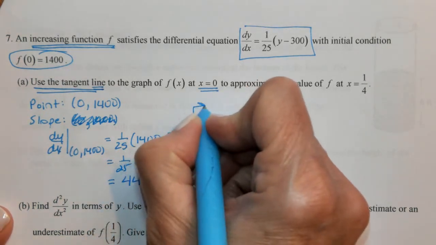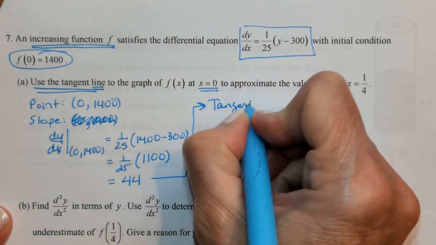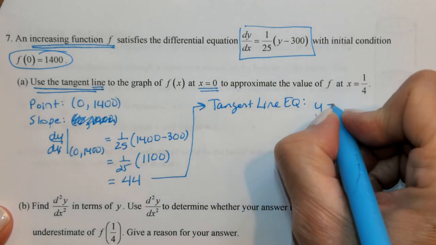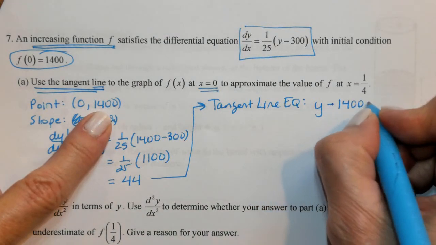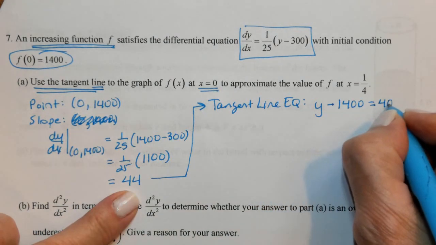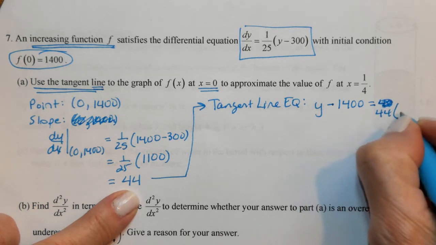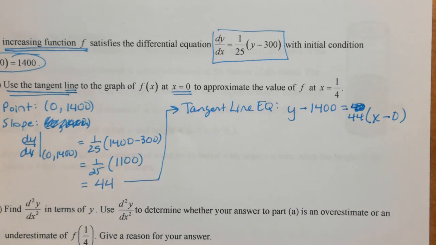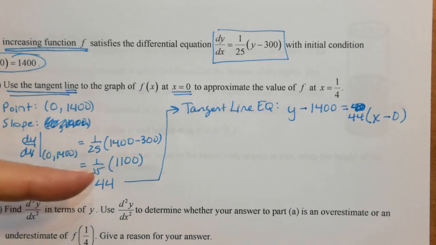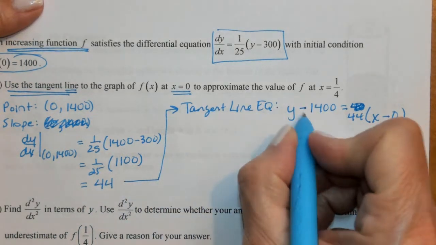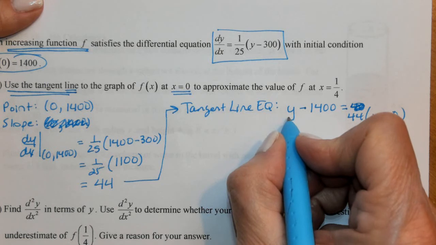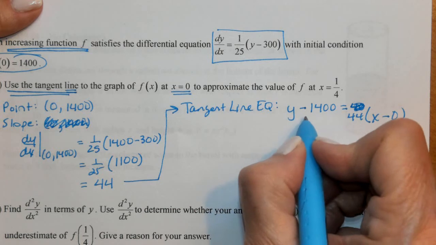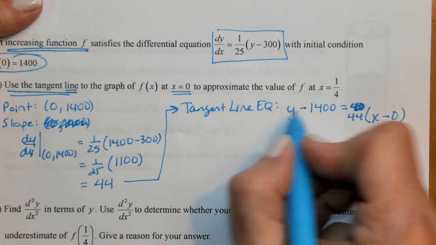All right, so the equation of the tangent line is y minus the y value is the slope times x minus the x value. There's the tangent line equation. And now we want to approximate the value of f. So if we solve this for y, we would get the approximate value of f, right? The approximate equation for f near x equals 0.